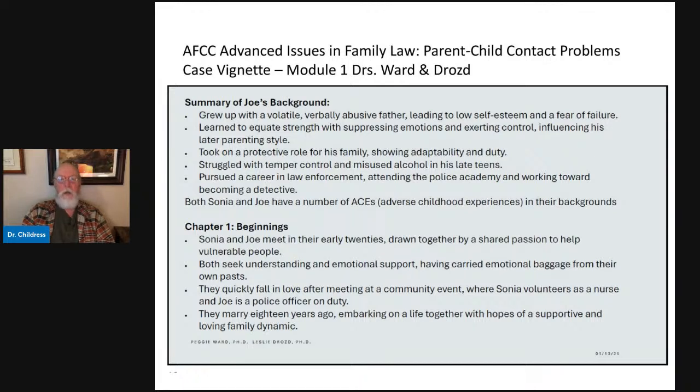Both seek understanding and emotional support, having carried emotional baggage from their own pasts, so they're going to be missing something because of unresolved trauma. They quickly fall in love, impulsively, after meeting at a community event where Sonia volunteers as a nurse and Joe is a police officer on duty. They marry 18 years ago, embarking on life together with hopes of supportive and loving family relationships.